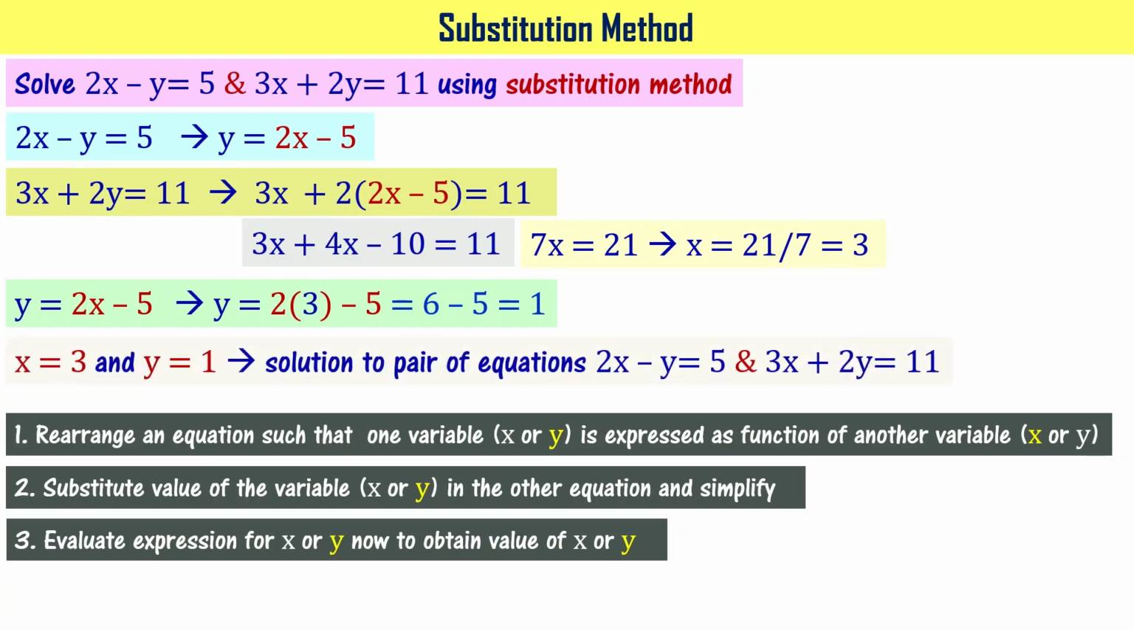So now we can say that x equal to 3 and y equal to 1 is the solution to the pair of linear equations in two variables that are 2x minus y equal to 5 and 3x plus 2y equal to 11.